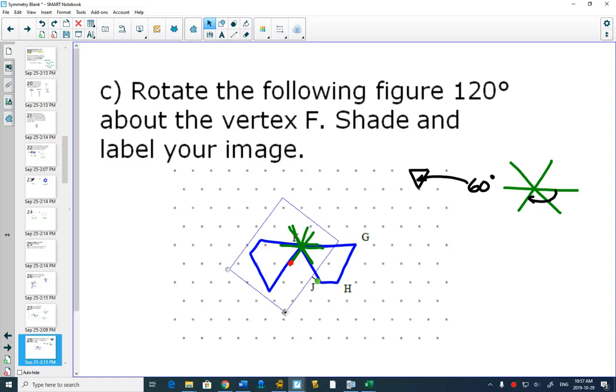So there's a couple more on this page for you to practice, and then your homework is listed at the end at page 21.